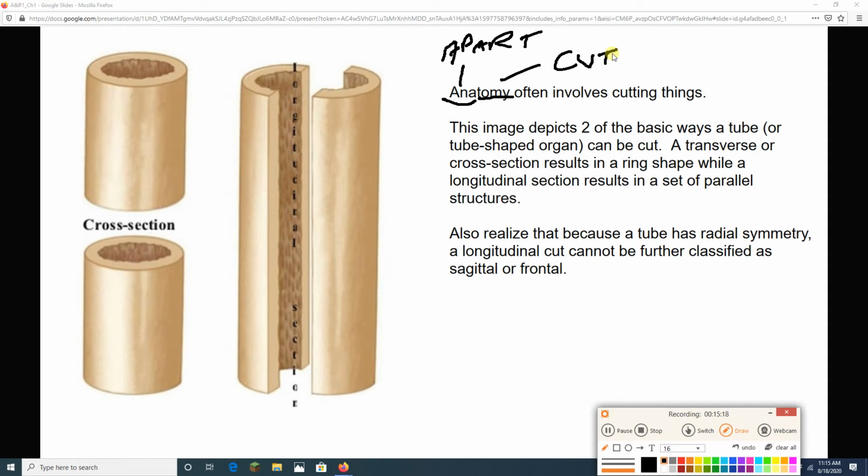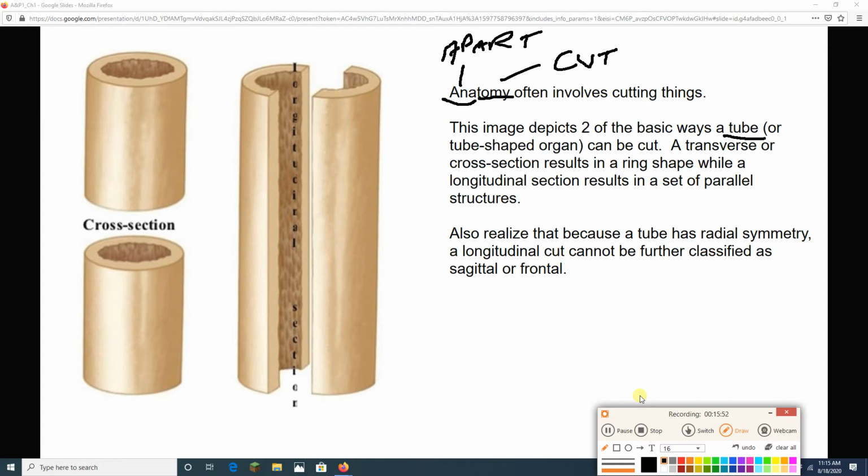When we cut things, we got to talk about the types of slices we make, because I may show you a brain cut in half, and you got to know what kind of slice it is to understand what we're looking at. So, best way to start is with a tube, or a tube-shaped organ. Tube-shaped organ, think artery, vein, intestine, esophagus, trachea, ureter, urethra, fallopian tube, and etc.